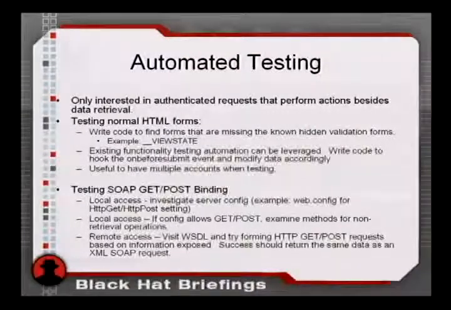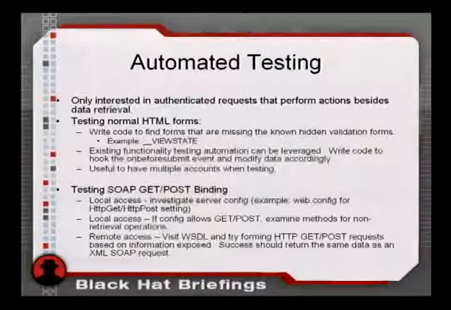So here are some ideas for automated testing. We want to test in the two big categories: the regular HTML forms and then the SOAP GET and POST bindings. So if you're testing HTML forms and you are working in a software vendor company and you have existing automation that tests all these web pages, you can hook into IE or write a proxy or use one of the existing proxies to perform those test cases that I previously talked about and verify that the functionality does or doesn't work.